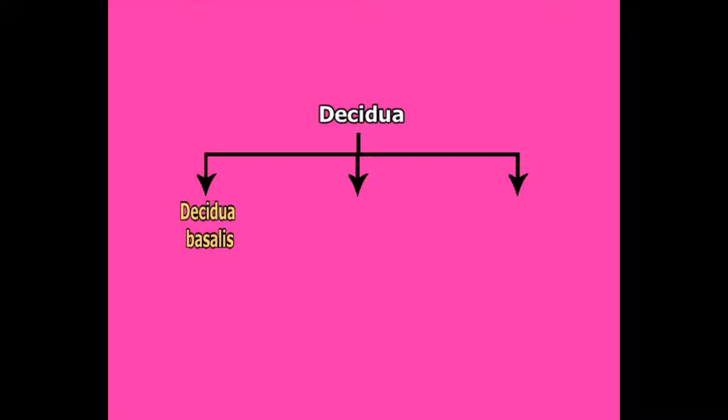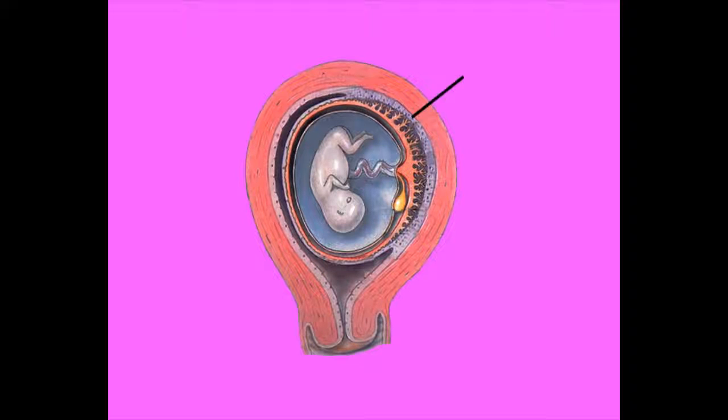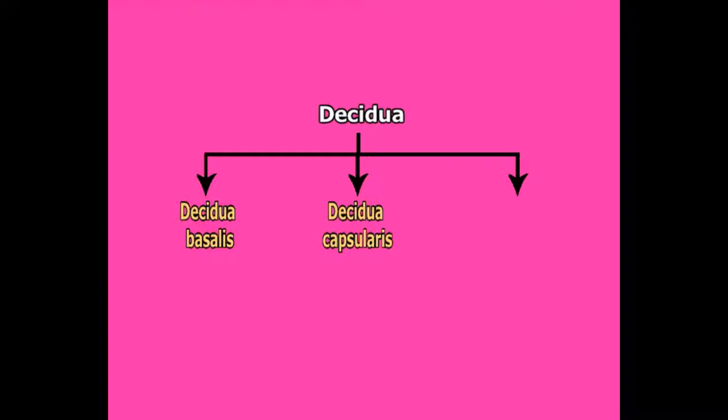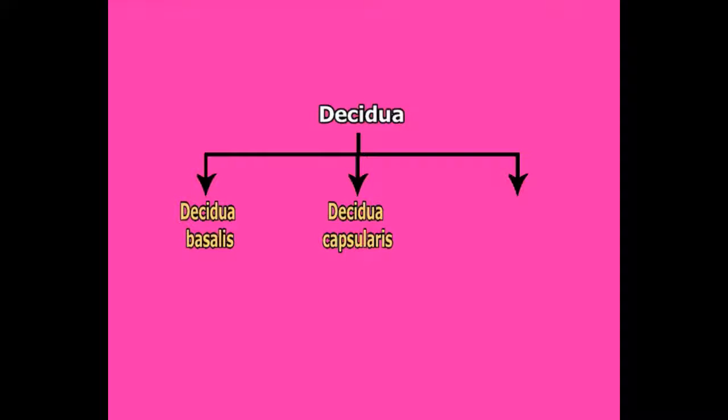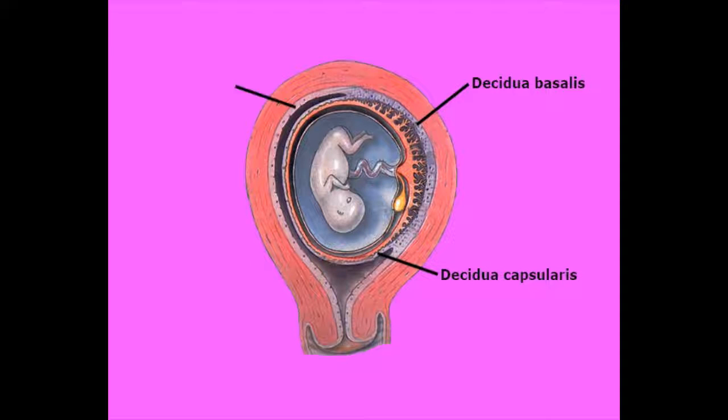Number 1. Decidua basilis. The upper part of uterine wall to which the embryo becomes attached is called decidua basilis. Number 2. Decidua capsularis. The part which surrounds the blastocyst and separates it from the cavity of the uterus is called decidua capsularis. Number 3. Decidua parietalis. The parts which form the inner lining of the uterine wall is called decidua parietalis.